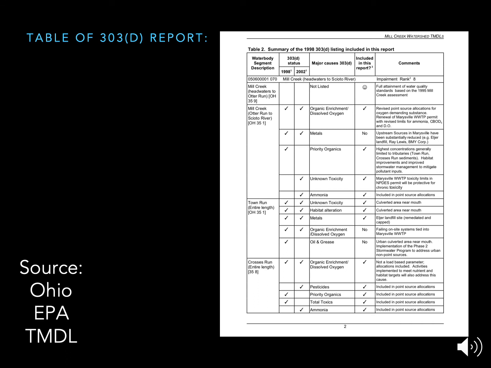So here's just a table of everything we covered so far, a table of the 303(d) report. This is given in the document that I've been summarizing and evaluating from the Ohio EPA website. You have your X and Y axes, and essentially at the top, you're going to have your water body segment, 303(d) status, years, major causes included in the report, and some general comments.